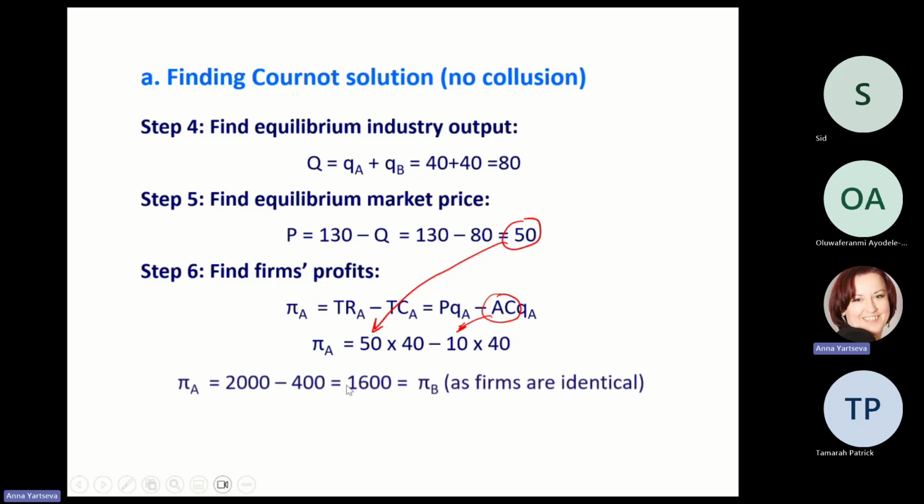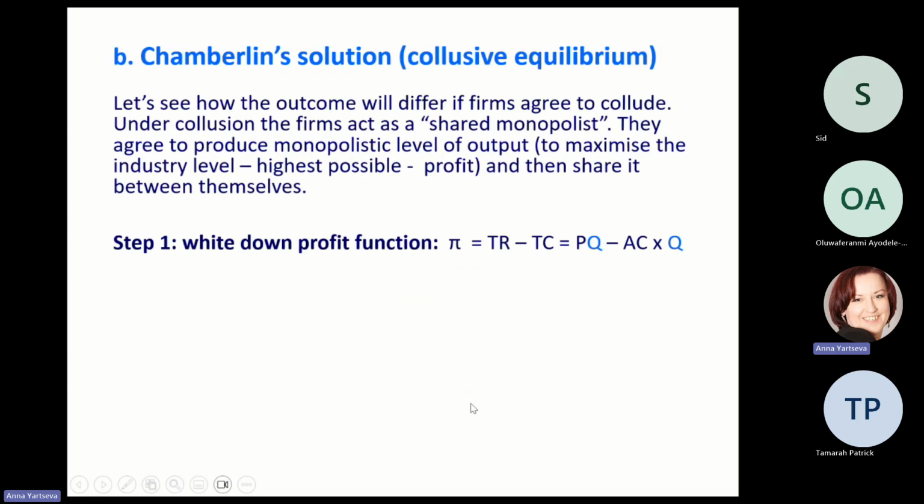When you solve for it, total revenue is 50 times 40, it's 2,000. Total cost is 10 per unit times 40 units, it's 400. So the profit of each company is going to be 1,600 pounds for both companies because companies are identical. So this is how you find the Cournot solution.